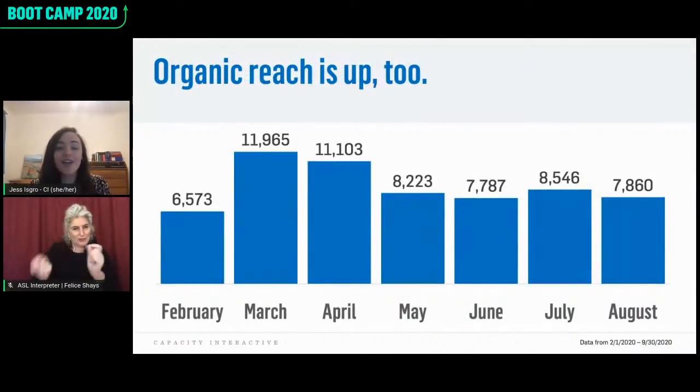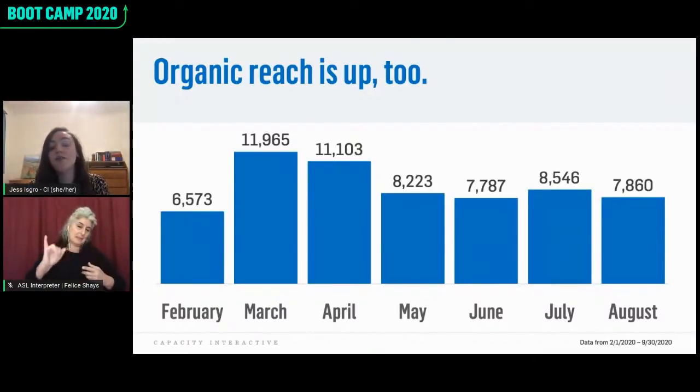Our second reason is that alongside the increase in time spent online, we've also seen an increase in organic reach, which is just defined as the number of users reached on social media without paid promotion. This chart shows average organic reach per social post each month from February through August of 2020, and this is data gathered across a variety of CI clients.